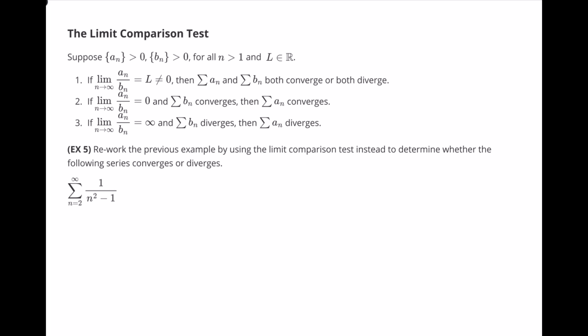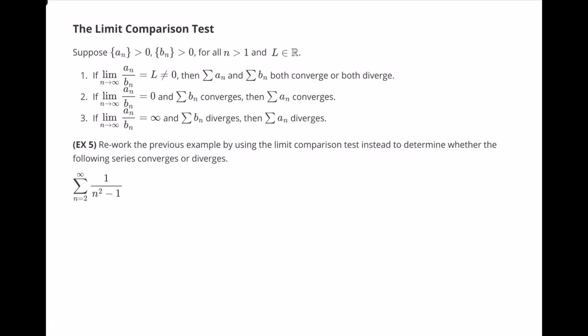And there's actually two other parts to this. If the result of the limit is zero and your known series converges, then your questioned series will also converge. Or if the limit is infinity and the known series diverges, then that proves that the remaining series, the questioned series, also diverges. But to be honest, the only real part of the limit comparison test that I use is this first part.